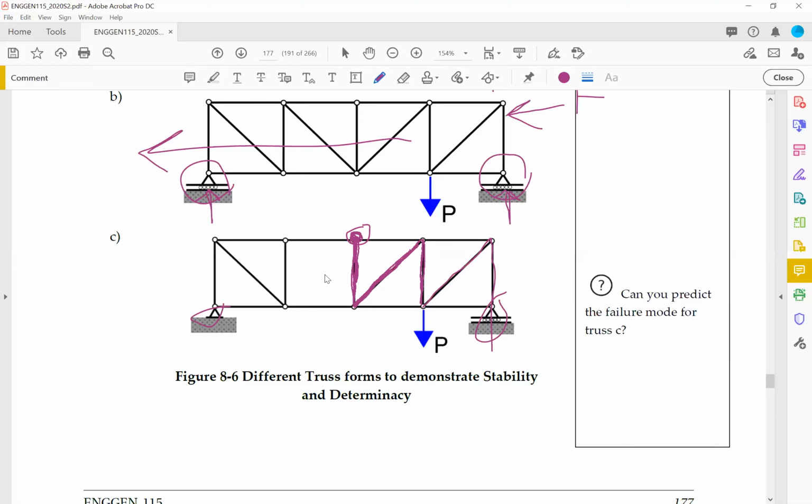It means that there aren't enough internal members in the truss to provide enough load paths for the load from load P to be transferred through to the supports.